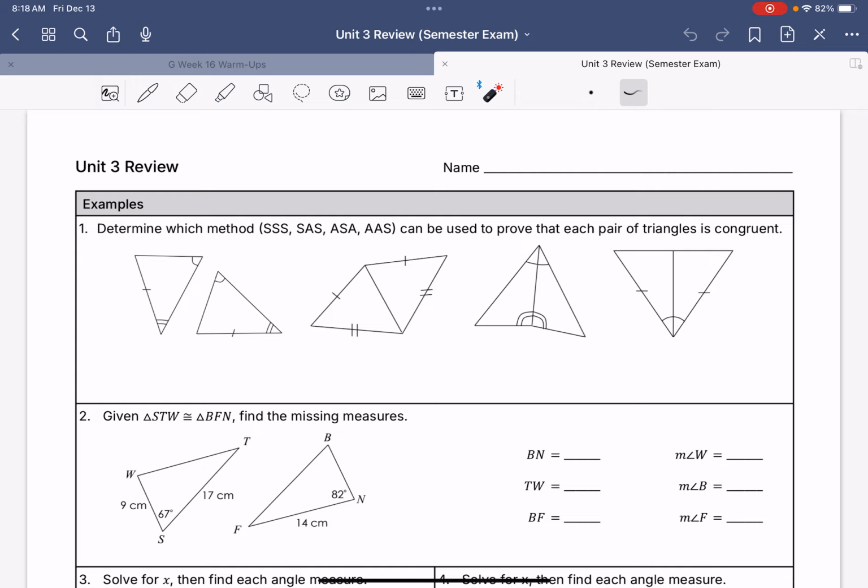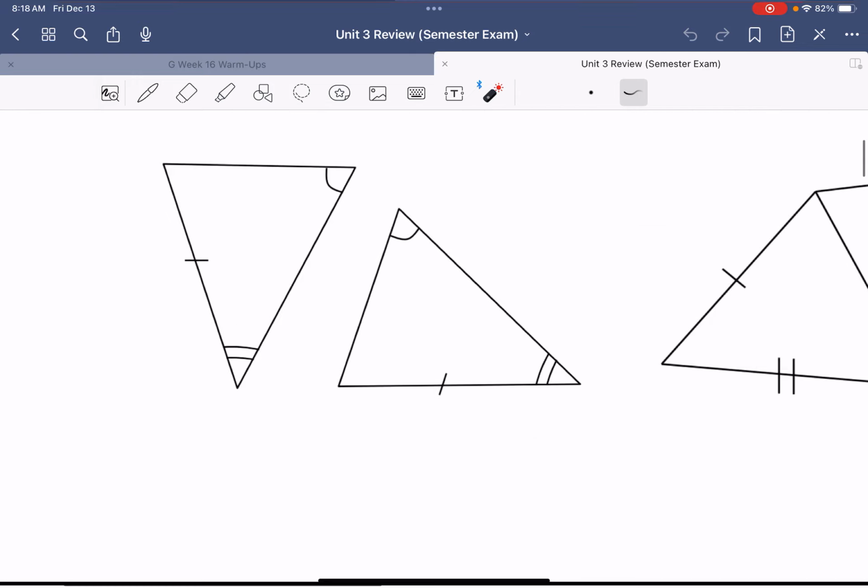So let's start with the one on the very left. We have to look at the markings and see what we actually have. So we have an angle that has just one ring. Then we have another angle that has two rings. And then, of course, we have that one side that has a marking. So two angles and one side.